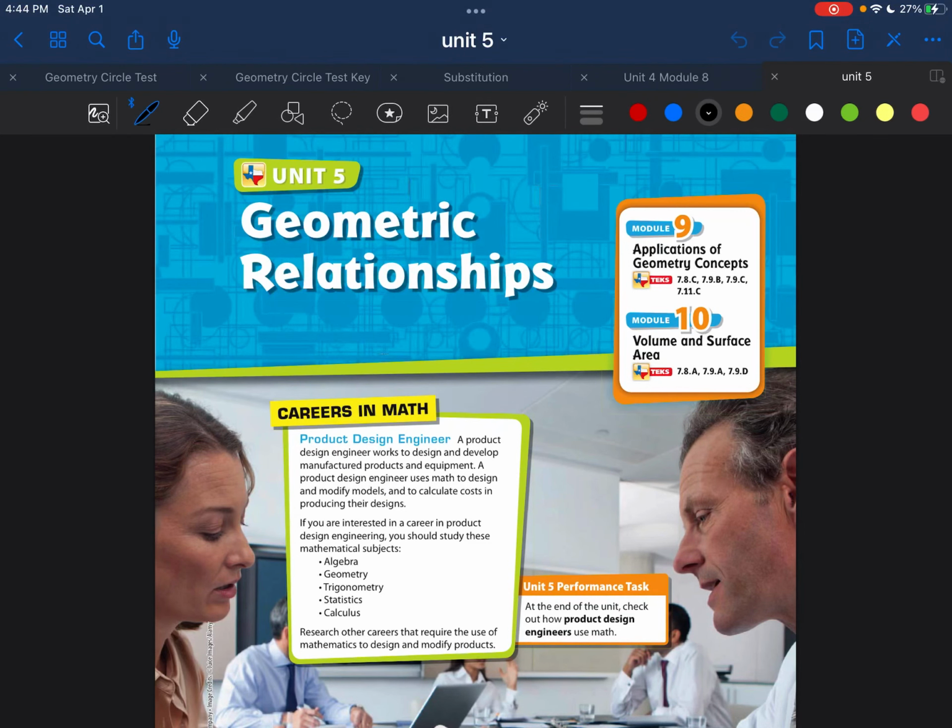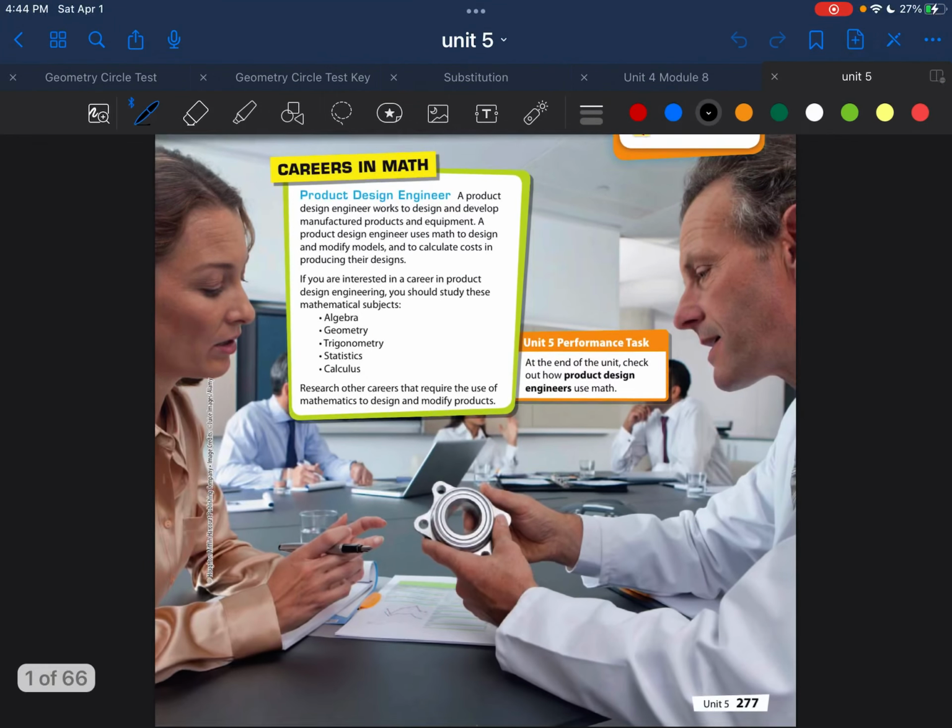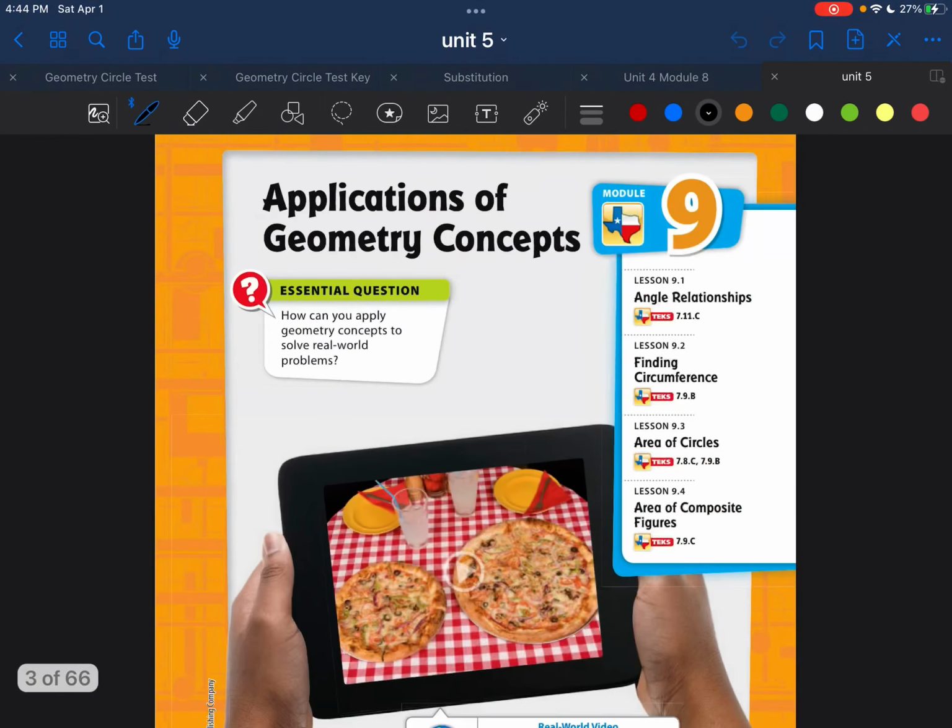Alrighty, so we are going ahead and beginning Unit 5. You should be on page 283. Let's go ahead and begin. Before we fully begin, I need you to read through this part.